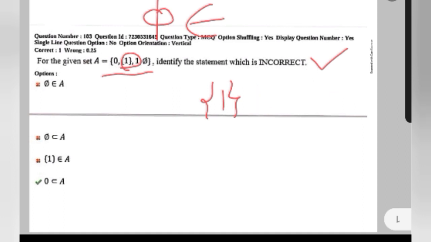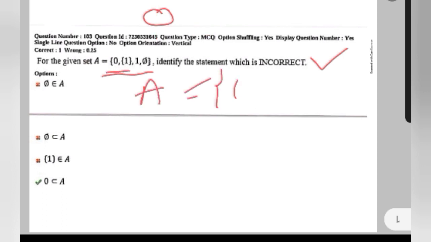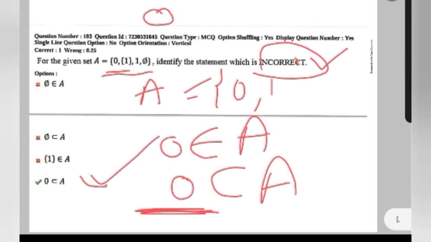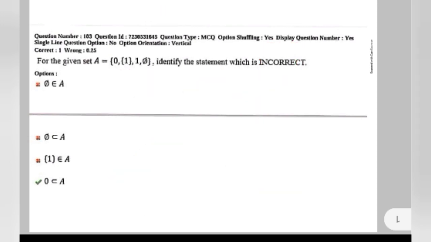The fourth option says 0. What is 0? 0 is an element. In the set A we have 0, so 0 is nothing but our element. If 0 is an element, 0 belongs to the set A. It does not become a subset. If you want to say that it is a subset, it must be a set, but here this is an element. So option D is wrong. But we have to choose the incorrect one, so option D is the correct answer. Let's check the next question.